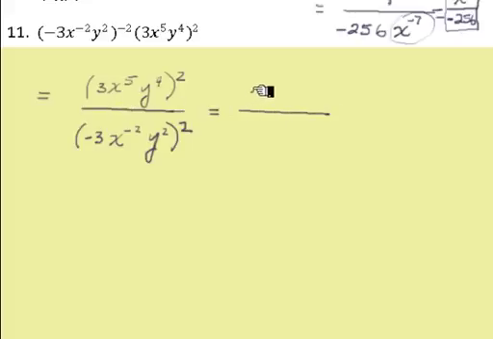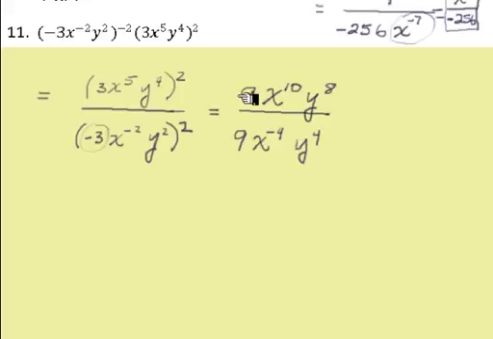Okay, 3 squared, that's 9. X to the 5th squared, multiply those exponents, 5 times 2, so we have x to the 10. Y to the 4th squared, multiply 4 times 2, we have y to the 8. And now in the denominator, -3 squared. Now the entire -3 is squared. That's -3 times -3 is +9. Okay, here x to the -2 squared, multiply the exponents, we have x to the -4. And here we have y squared squared, that's y to the 2 times 2, y to the 4th.